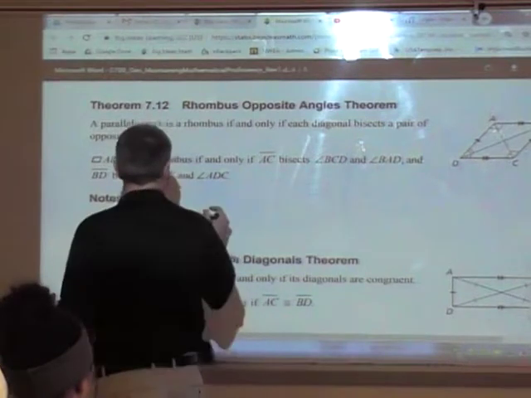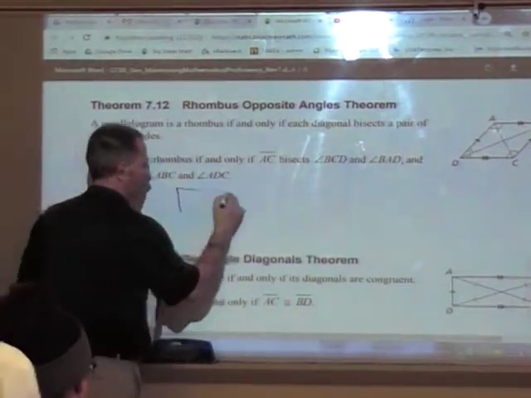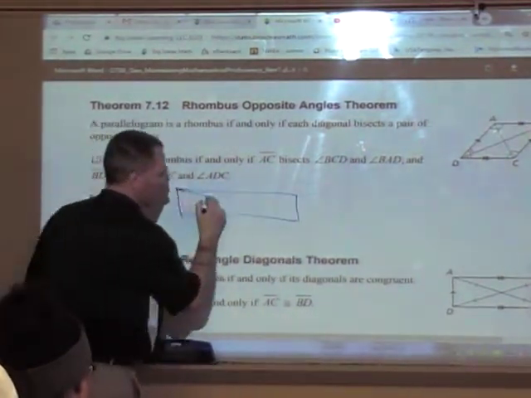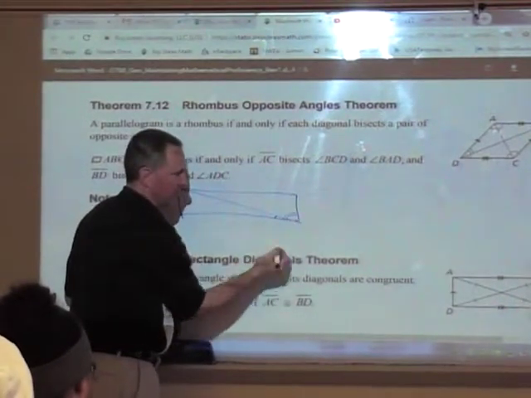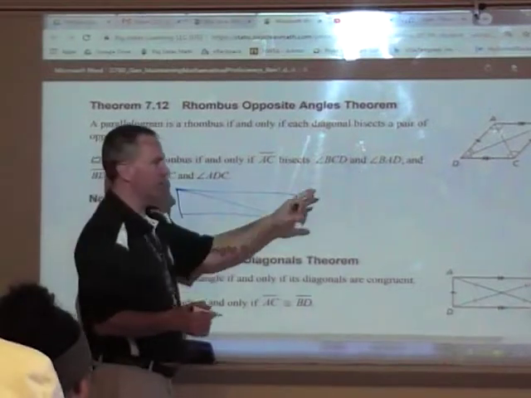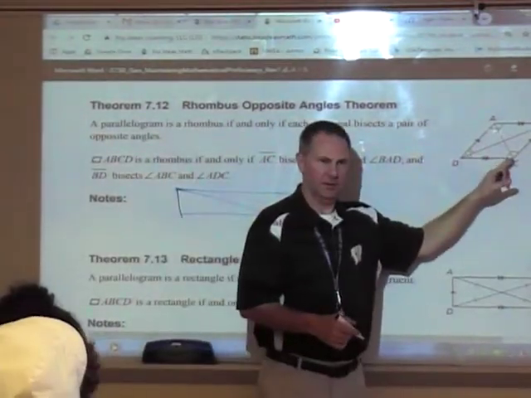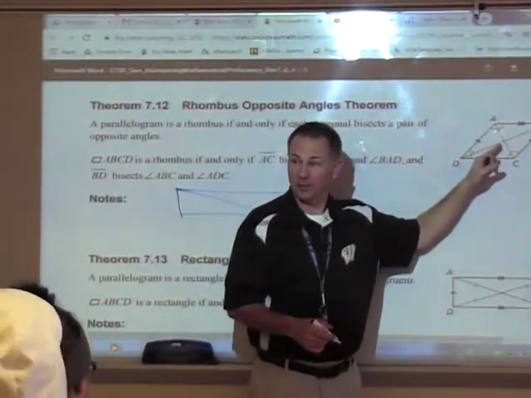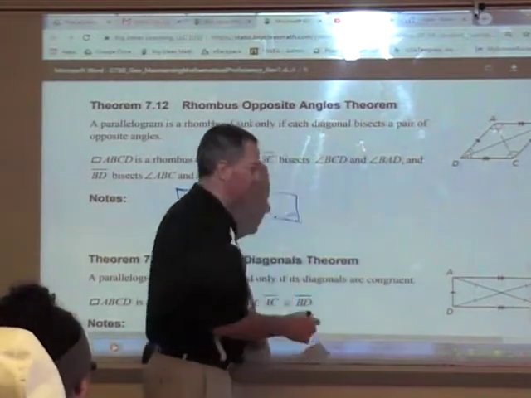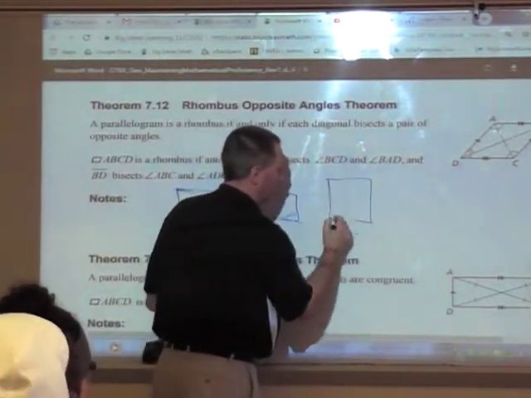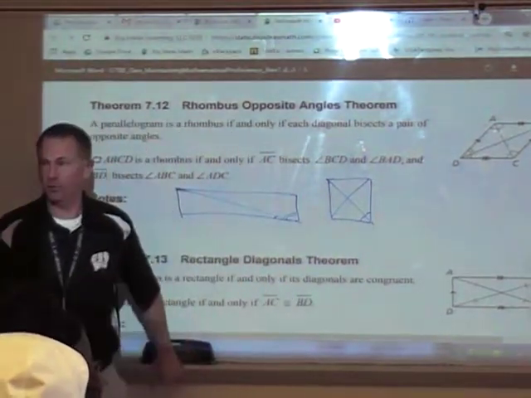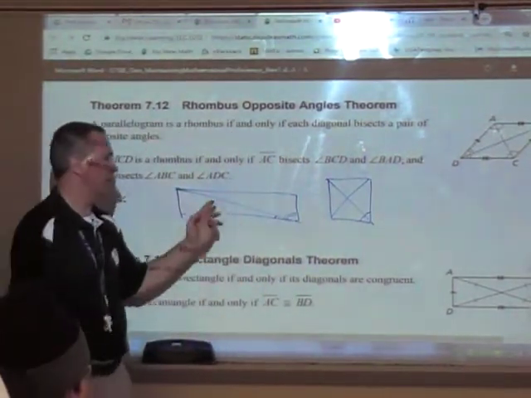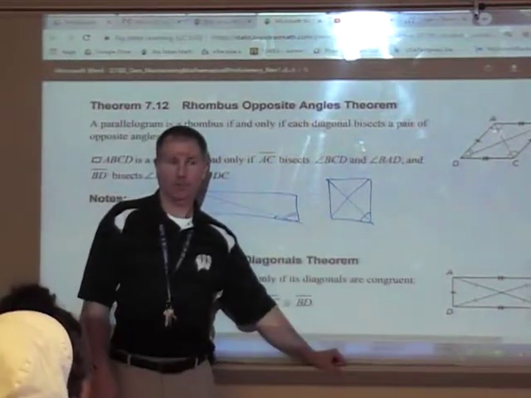Not necessarily in a rectangle. This is not the same as this angle. So only in a rhombus or square. In a square, your diagonals will bisect those angles, but not in a rectangle, only when the rectangle is the shape of a square.